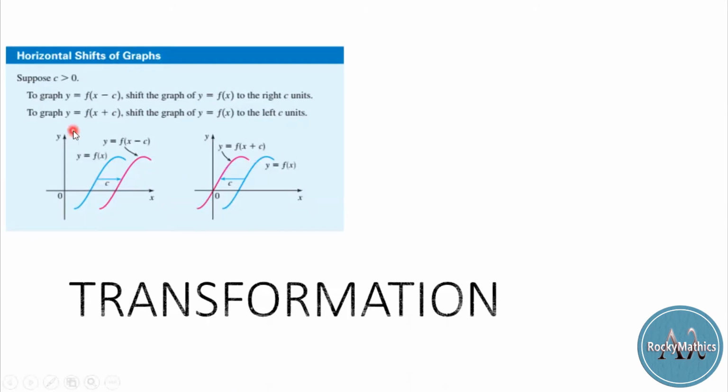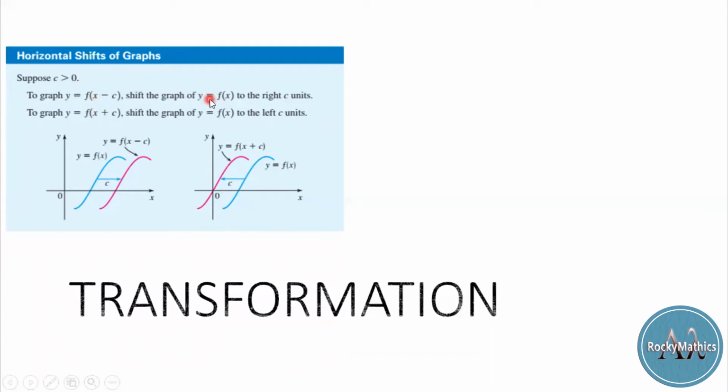Now the rule says that suppose c is greater than 0, which means we have a positive constant c. To graph y = f(x - c), this function here is a composite function, a function of another function. If you are given a function of this form, all we have to do is to shift the graph of y = f(x) to the right c units. So it's very important to know the graph of y = f(x) first, for us to know the graph of this composite function.